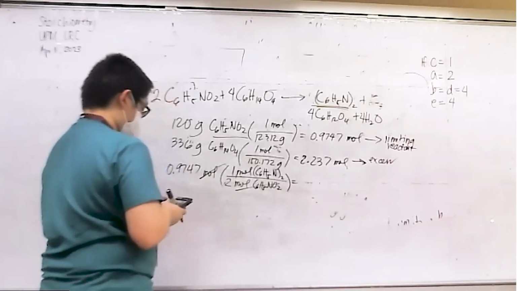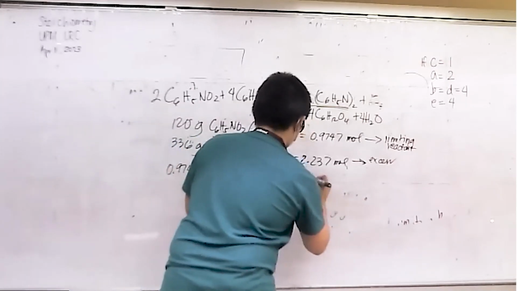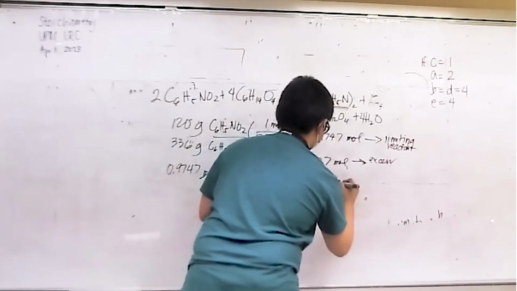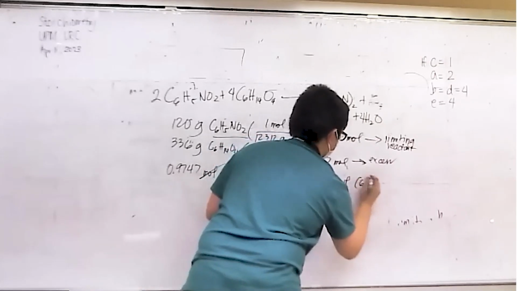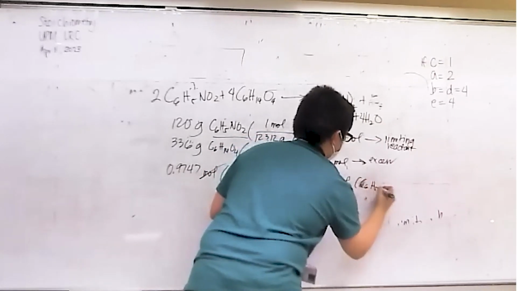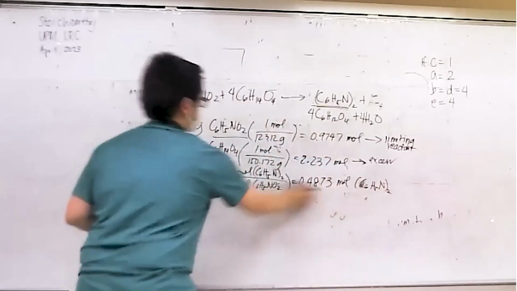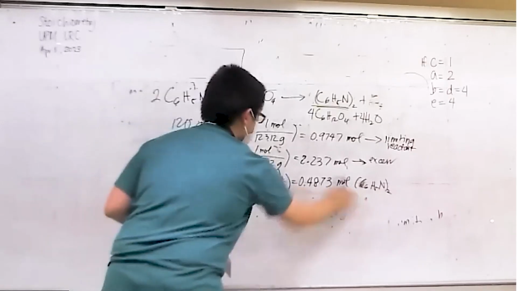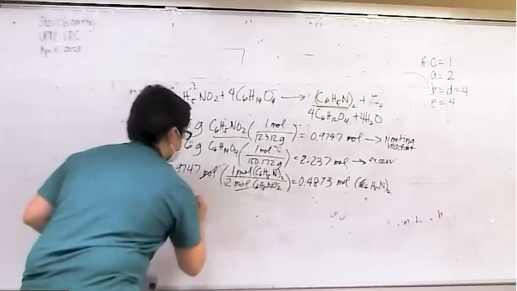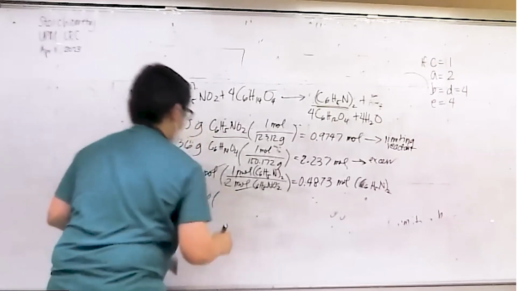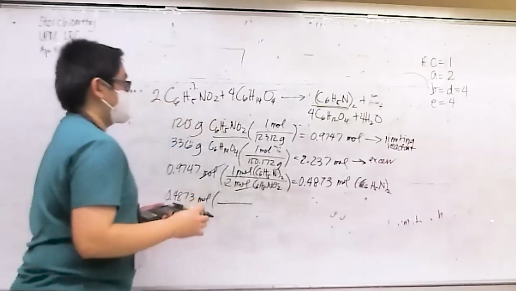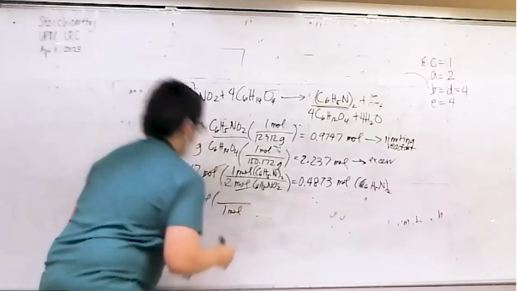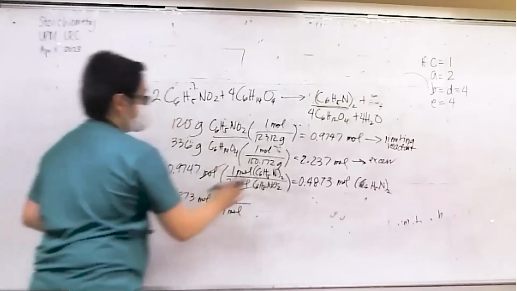Okay, so divide by 2. And I remind you, don't simplify yet or round off yet. So this one is moles of C6H5N2. This one is now going to be your answer. That's the moles of C6, and we just convert this one to grams, by multiplying, actually one mole.